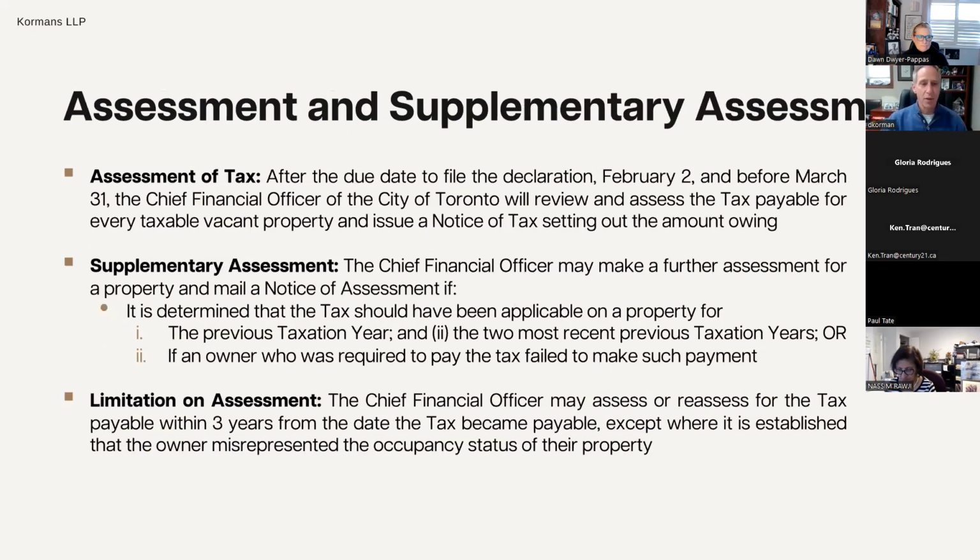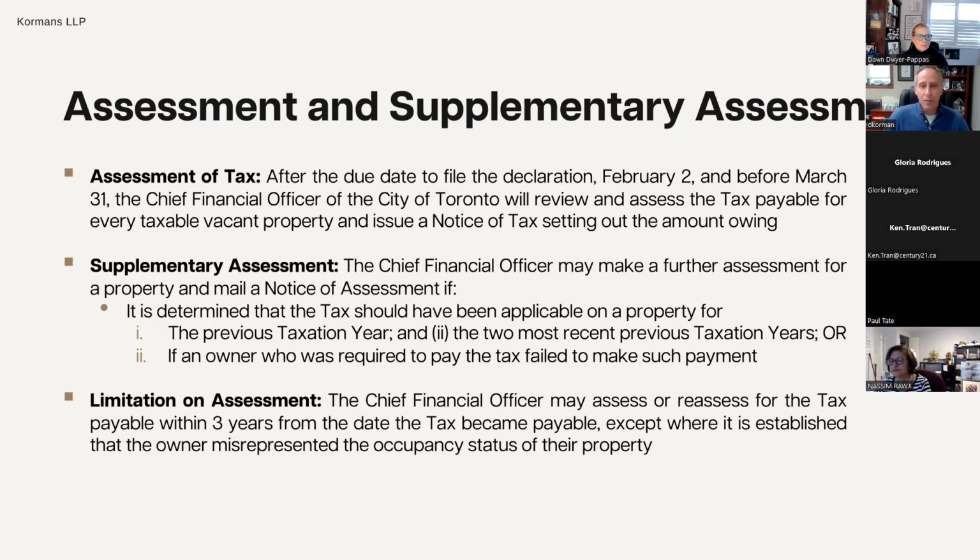Now, I mentioned before, the city has the right to assess these things and to do audits. Their intended plan is that the city of Toronto will be reviewing these filings and doing assessments and seeing if it looks correct. They may do supplementary assessments and go back for previous years and see if things should have been paid, and they can do random audits and things like that. So they can go back right now and reassess for anything within 3 years.